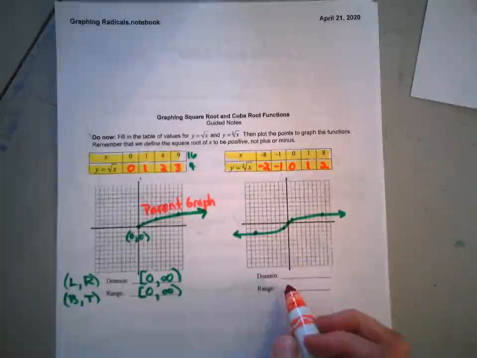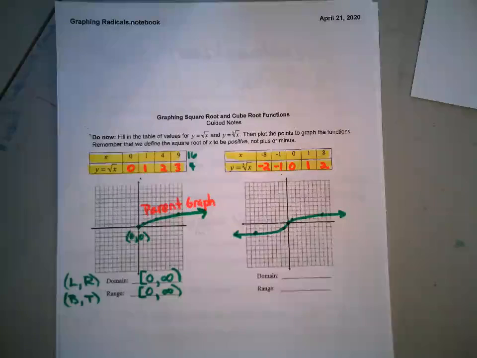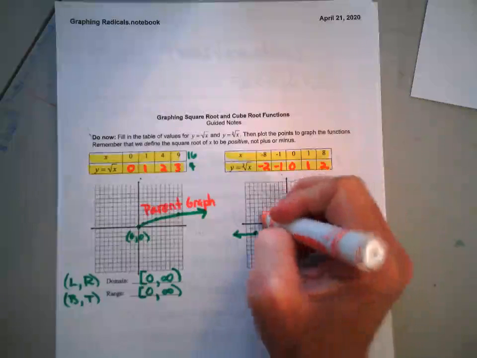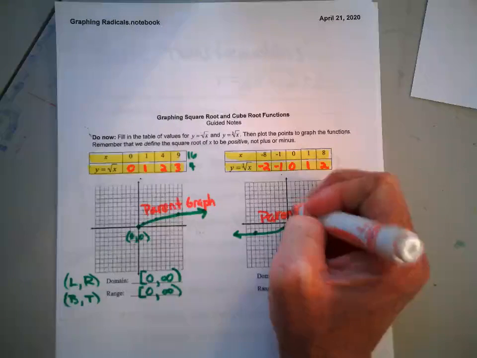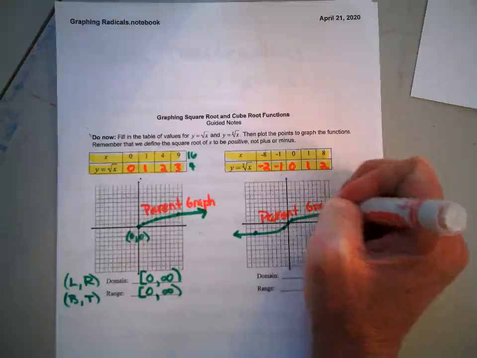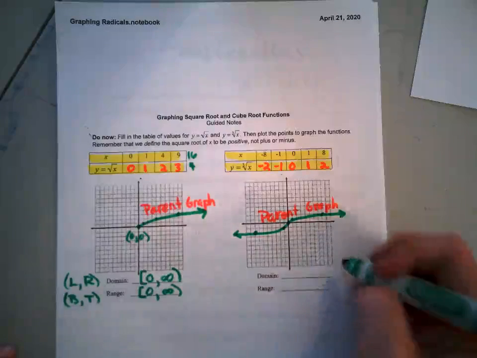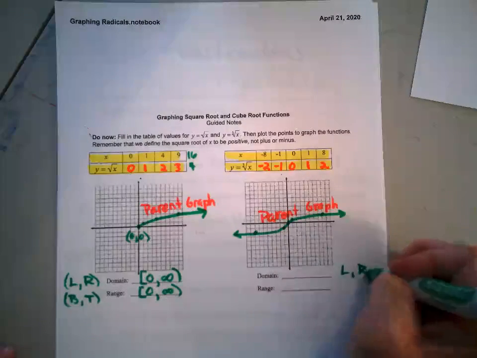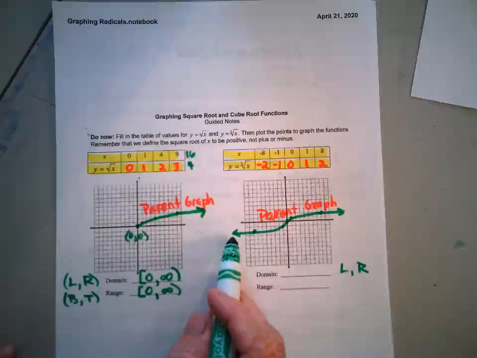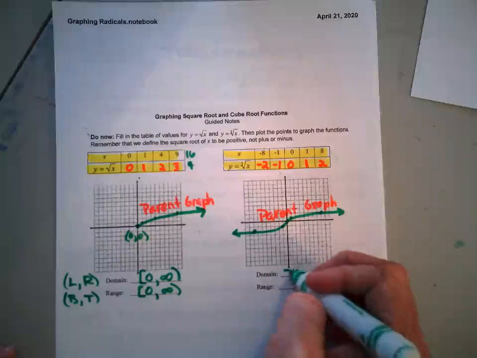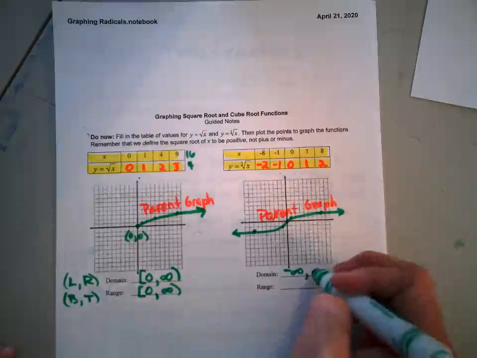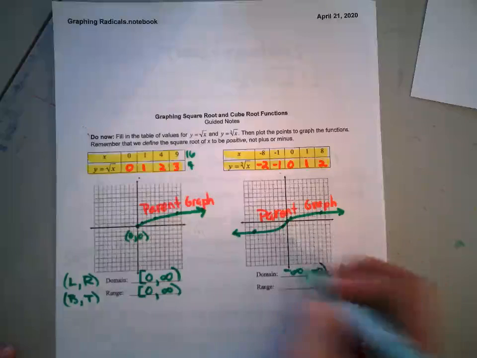So as we come down to domain and range, okay, let me put this on here. That is the parent graph. That is the basic cube root. So as we do domain and range, remember domain is left to right. Far left is negative infinity. Far right is positive infinity. Parentheses on both.